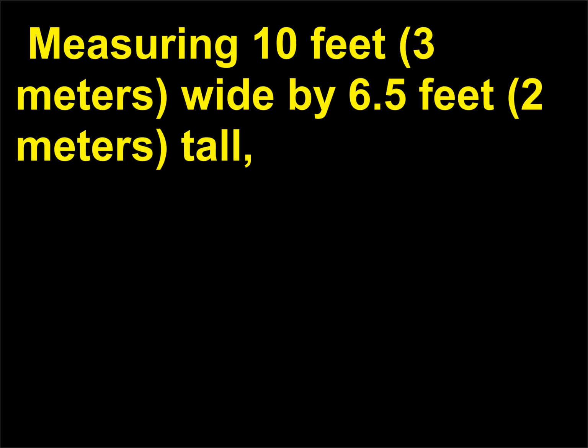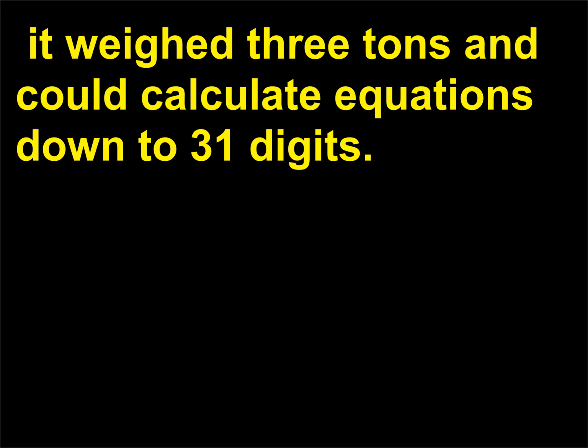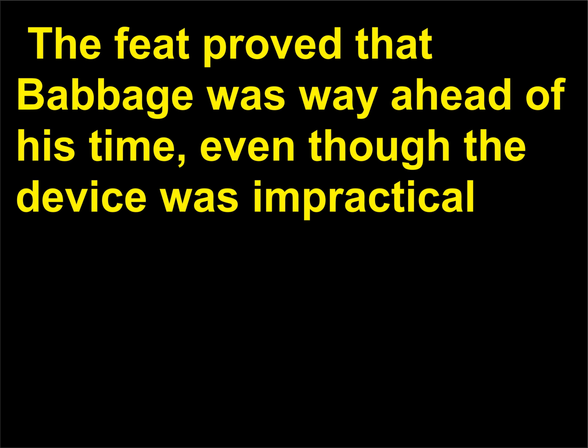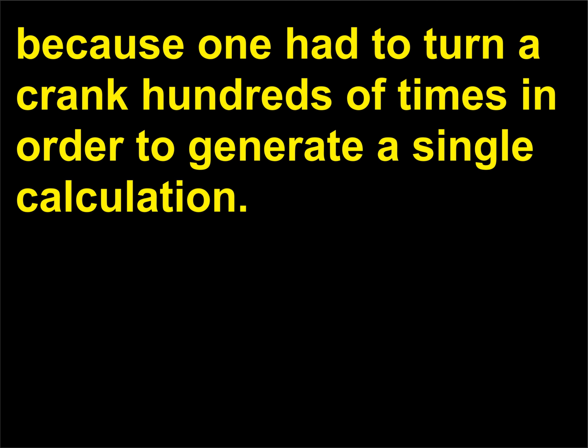Measuring 10 feet, 3 meters, wide by 6.5 feet, 2 meters, tall, it weighed 3 tons and could calculate equations down to 31 digits. The feat proved that Babbage was way ahead of his time, even though the device was impractical, because one had to turn a crank hundreds of times in order to generate a single calculation.